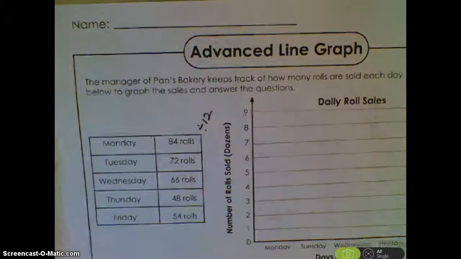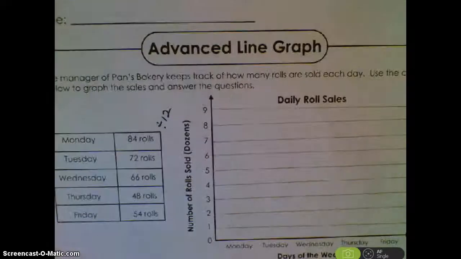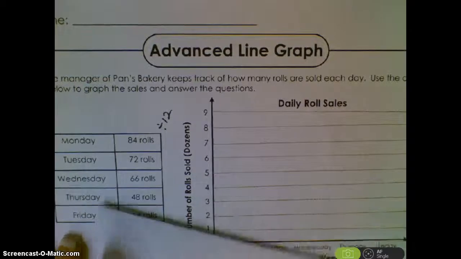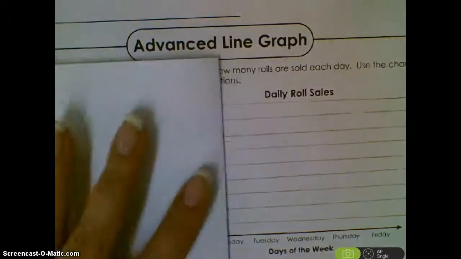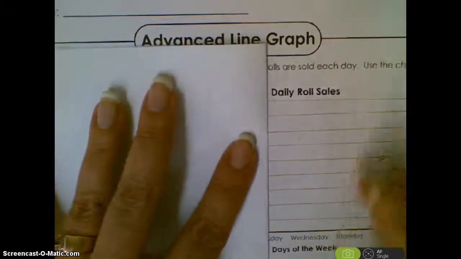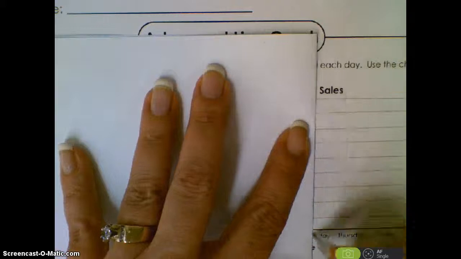Okay, fifth graders, so your homework tonight, when it printed off, it printed without lines. So I went ahead and added lines at each number, and then did the same thing for each day of the week. It'll be a lot easier to make a line graph if we can plot the points exactly on the lines.